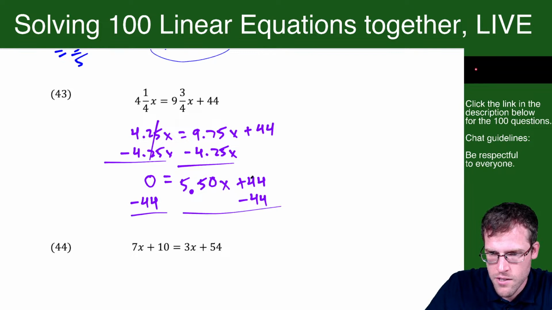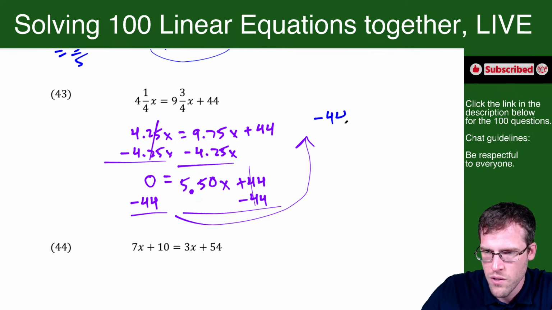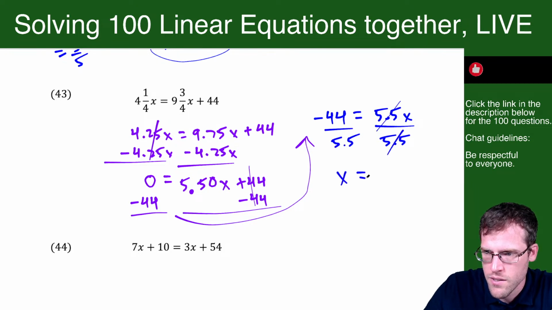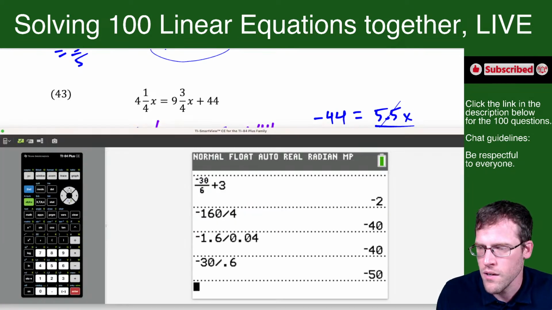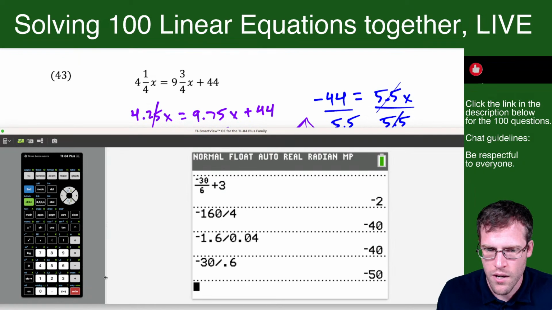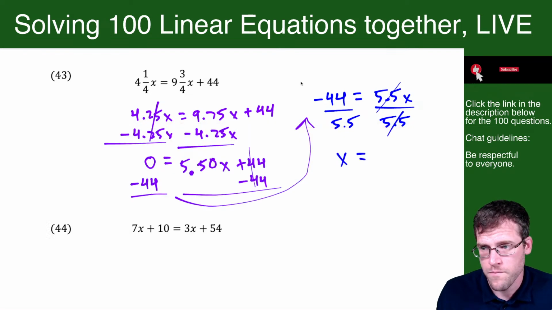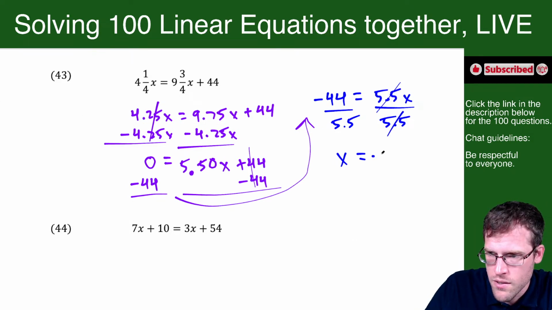I didn't give myself a ton of space here, so let me write this over here. We'll change colors even. So we have negative 44 equals 5.5 times x. So now divide both sides by 5.5. Now x equals, and we're just going to use a calculator to close this out. Negative 44 divided by 5.5 is negative 8. So x equals negative 8.